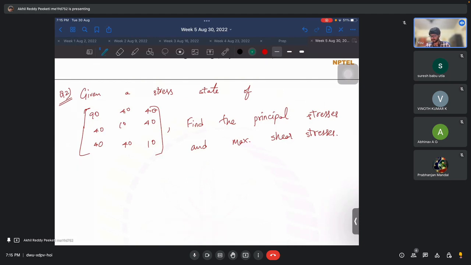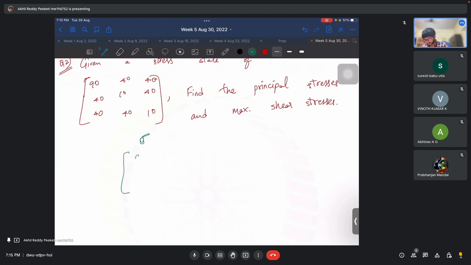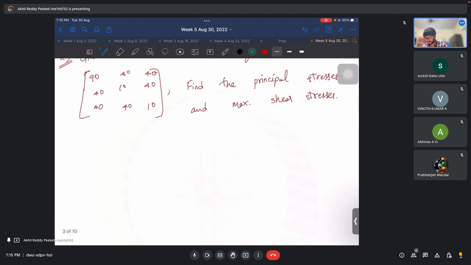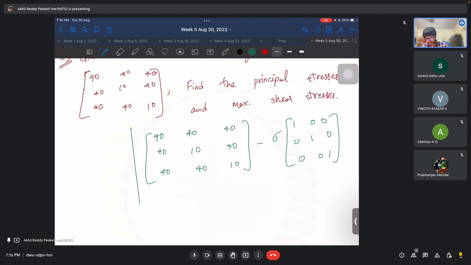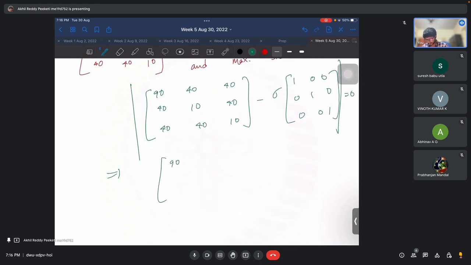So in 3D there is no direct formula. So let's say if sigma is any of the principal stresses, then how can we get that sigma? Whatever stress components you have, 90 40 40, 40 10 40, 40 40 10, minus that principal stress times the identity matrix. The determinant of this should be 0. So if you do this, it would be the determinant of 90 minus sigma, 40, 40; 40, 10 minus sigma, 40; 40, 40, 10 minus sigma. Okay, this should be 0.